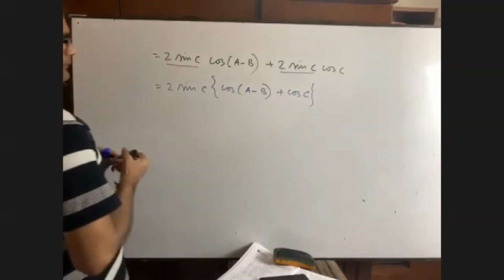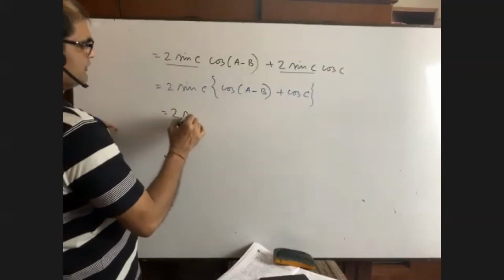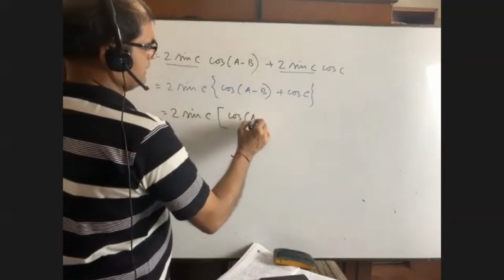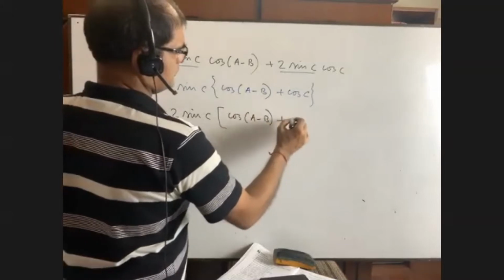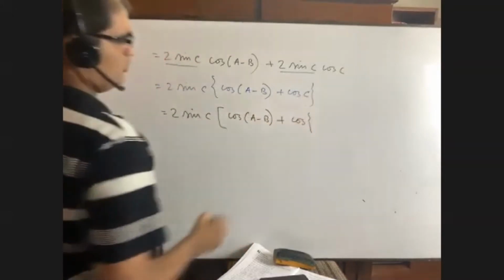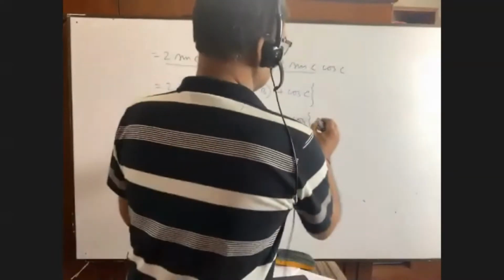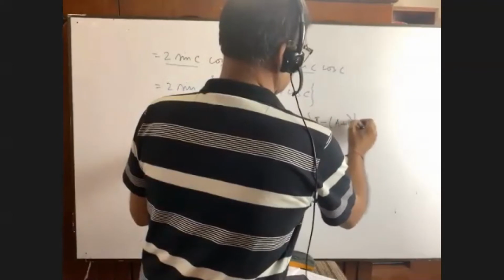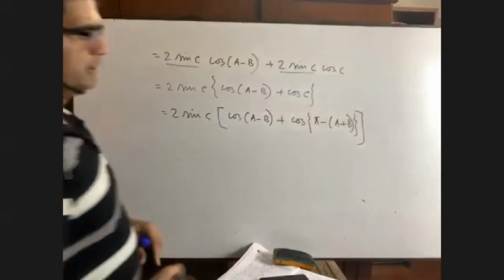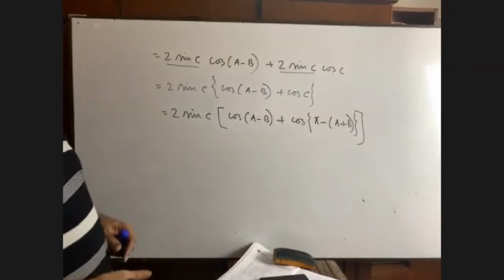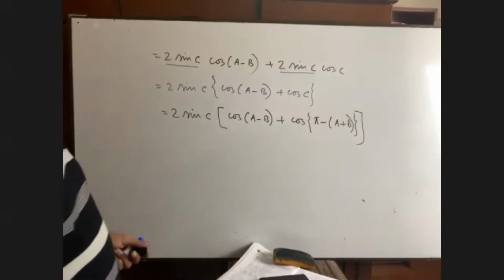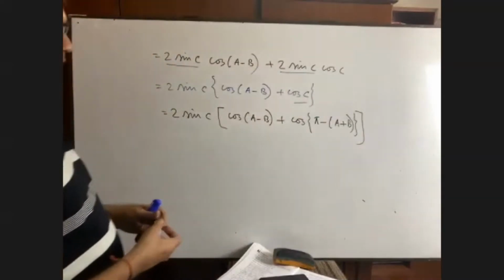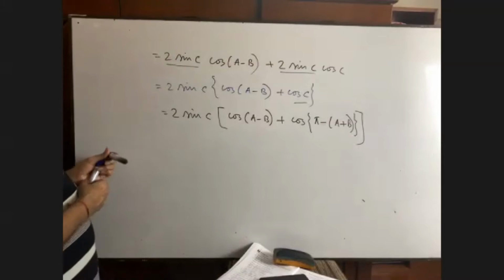Now what is to do? You write down 2 sine c, third bracket, cosine (a minus b) plus cosine, second bracket. What is c? c equals what? Pi minus (a plus b). Please try to understand. As we know, a plus b plus c equals pi. From there, we can find c. Do you understand this part or not? Yes, sir.